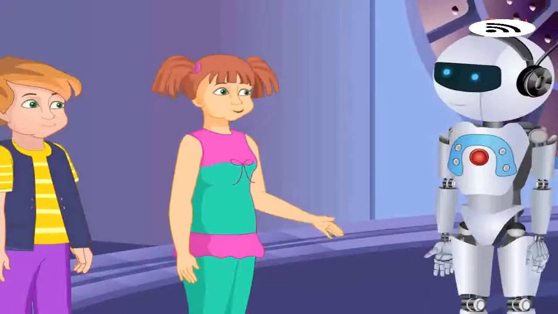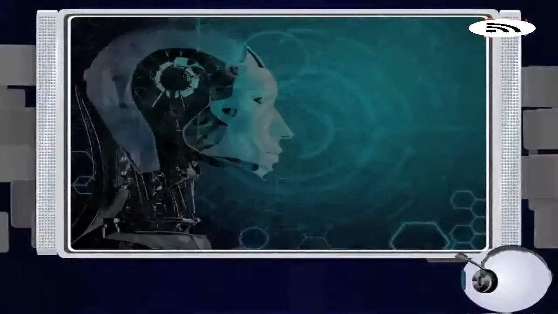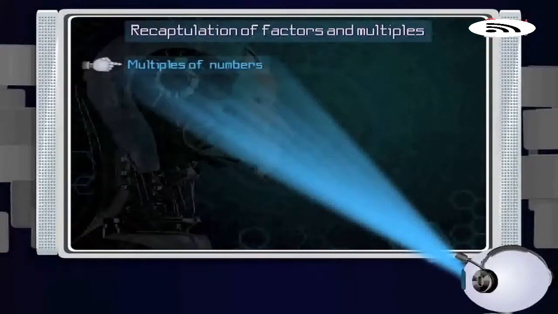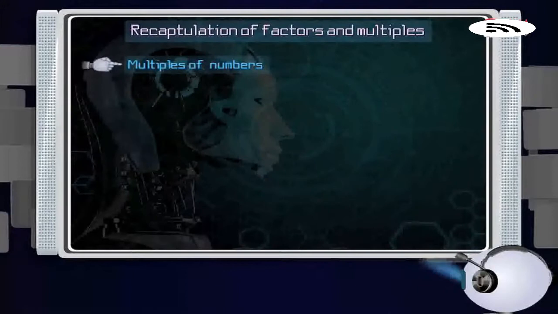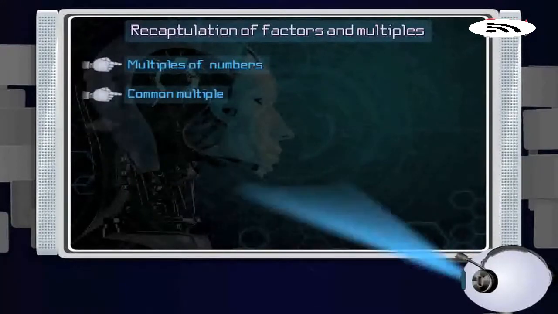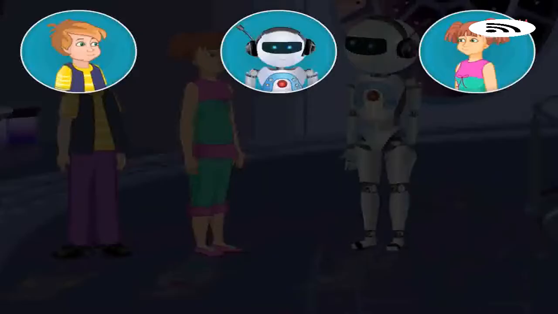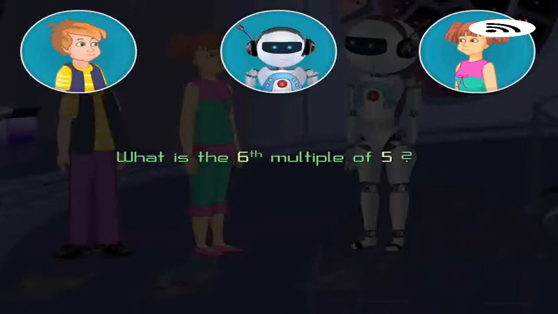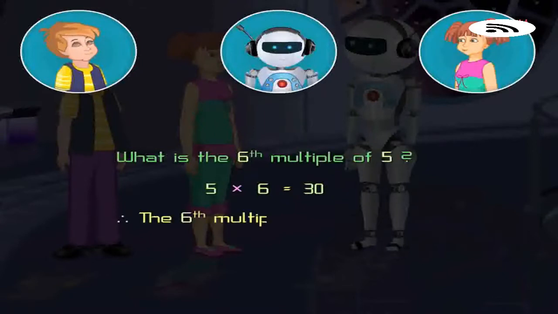What are multiples? In this session, we will learn about multiples of numbers, common multiples, and factors of numbers. You have learnt about multiples in your earlier classes. Let us recall them once. What is the sixth multiple of 5? 5 multiplied by 6 is equal to 30. Therefore, the sixth multiple of 5 is equal to 30.